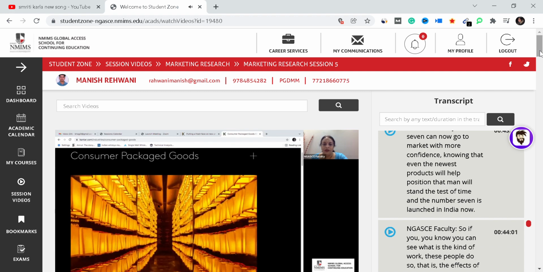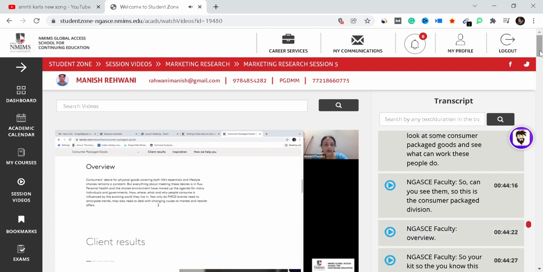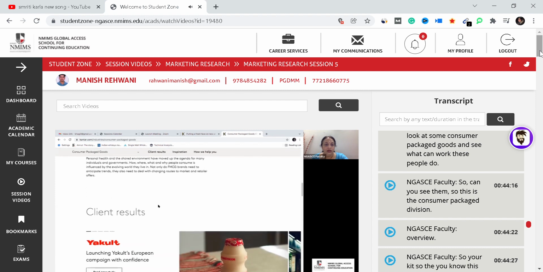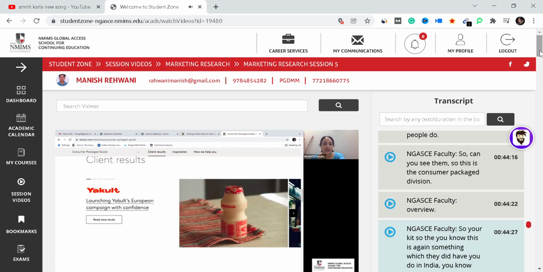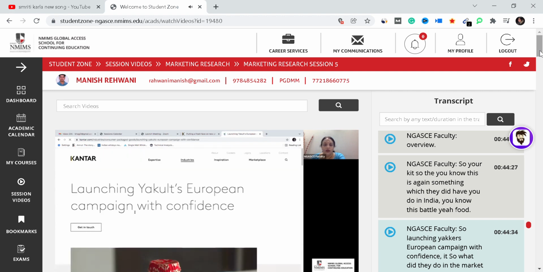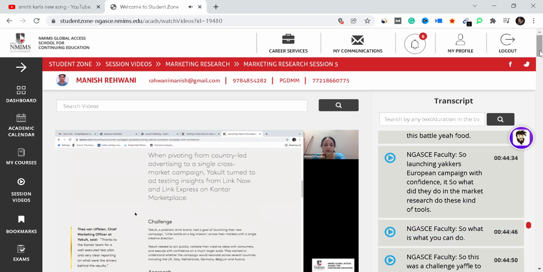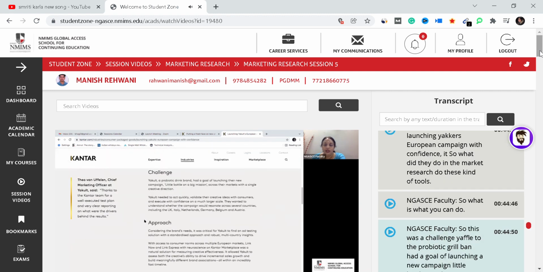So can you see, this is the consumer packaged goods division. Overview. Okay, so this is again something which they did. Do you know in India, this brand, Yakult? Launching Yakult's European campaign with confidence. So what did they do? What did the market research do to do these kinds of things? So this was a challenge. Yakult is a probiotic drink brand that had a goal of launching their new campaign, Little Bottle on a Big Mission.